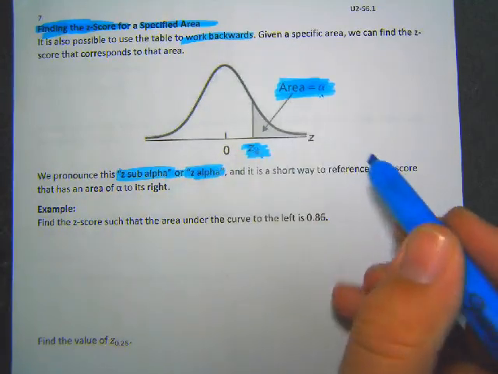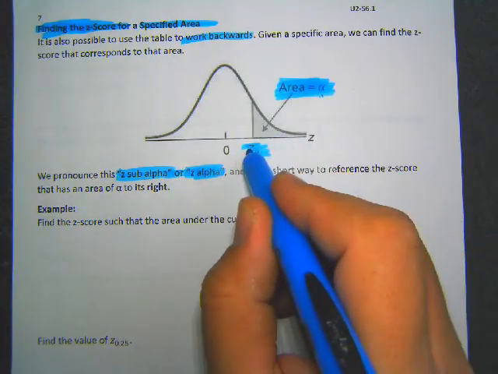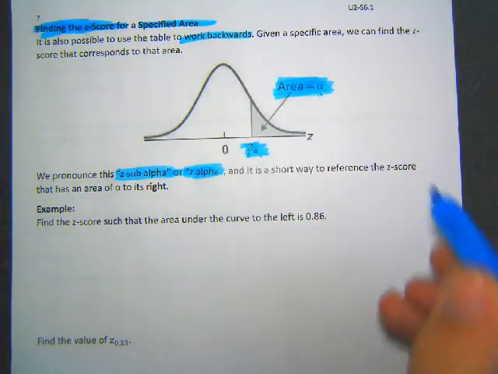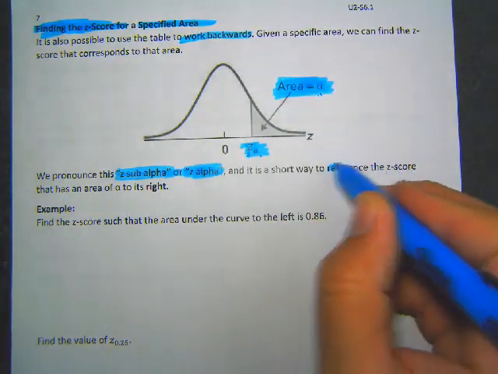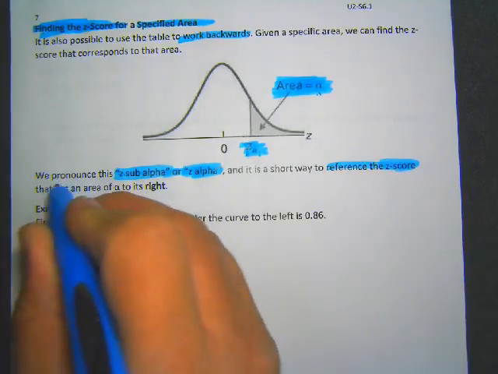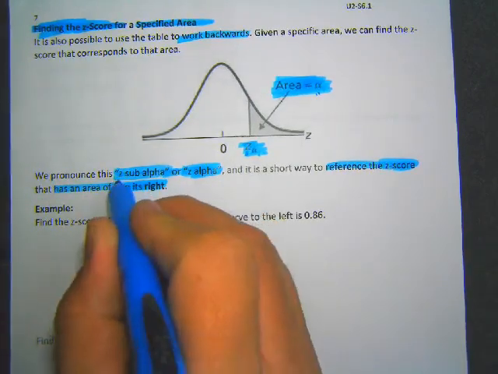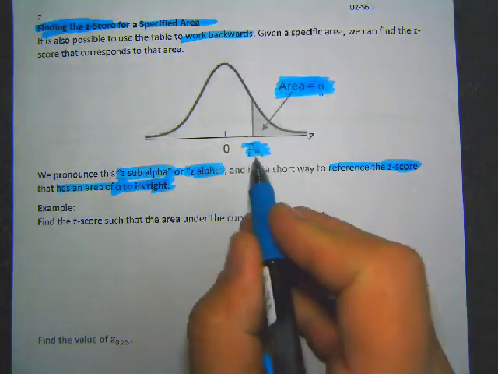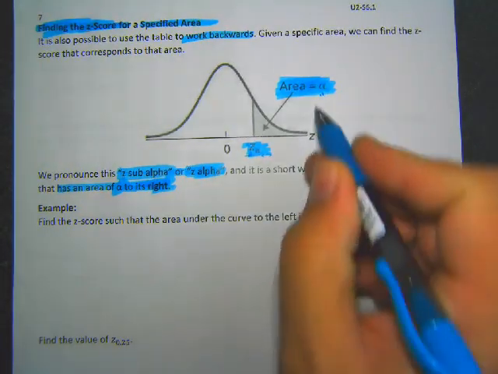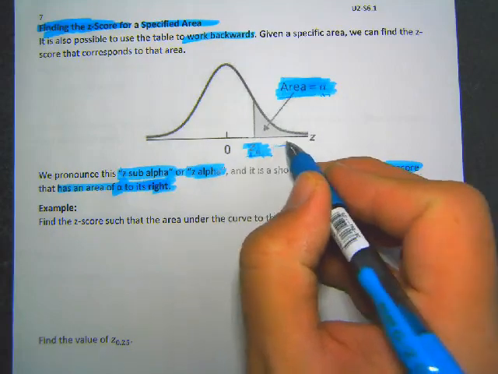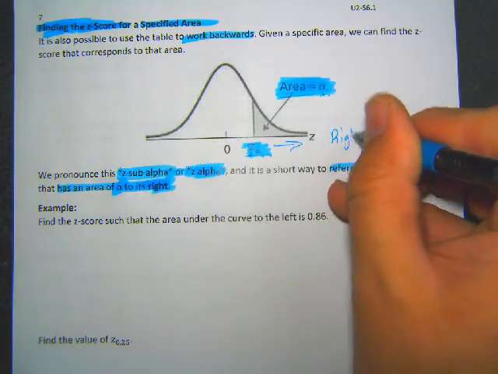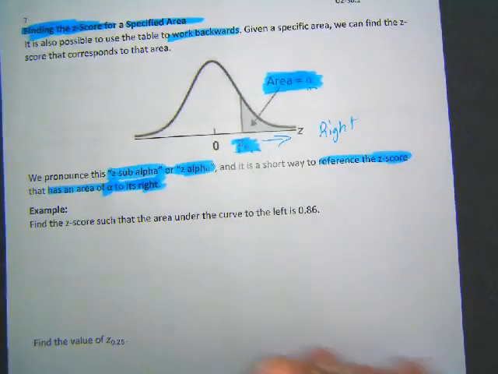That's going to be a quick way to reference a z-score that has that area alpha to the right. So it references the z-score that has an area of alpha to its right. So note that z alpha has an area of alpha to the right. Big thing here is the fact that it's to the right, not left.